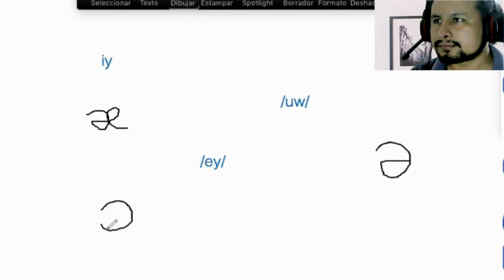Okay, to make this sound, you have to round your lips, okay? And the tongue has to move backwards, okay? We don't have a sound like this in Spanish. But, again, this is the sound we make, and I'm sure this has happened to you. This is the sound we make, for example, when we put something very hot in our mouth.